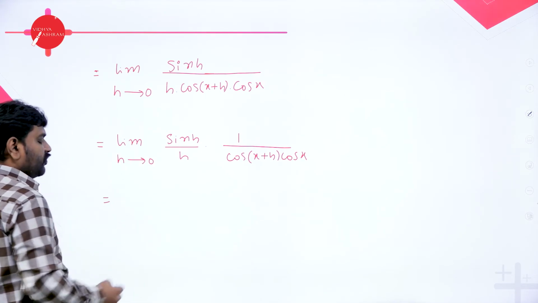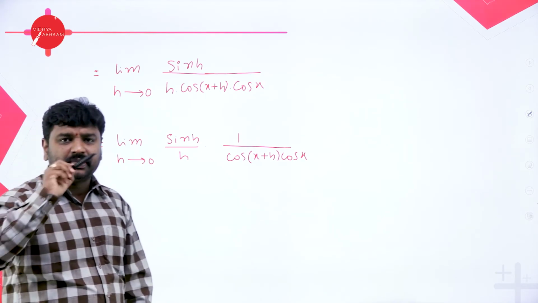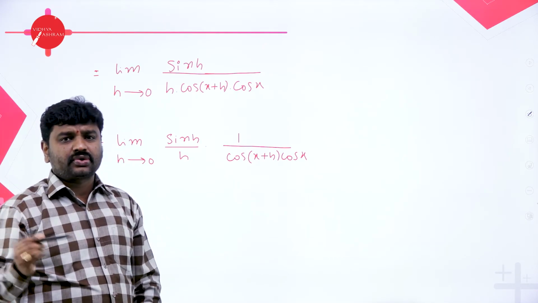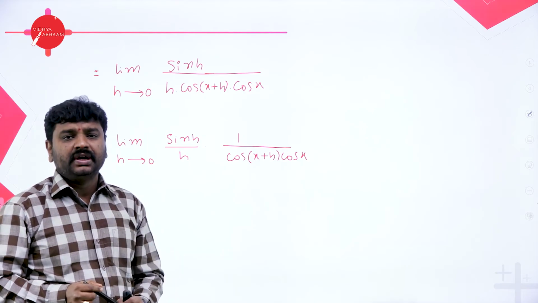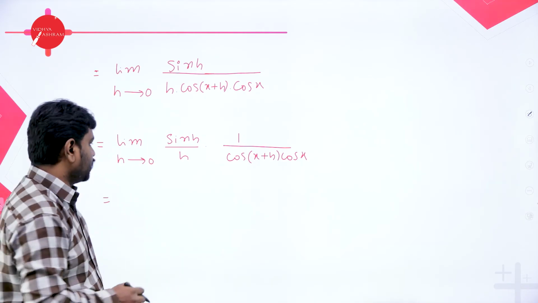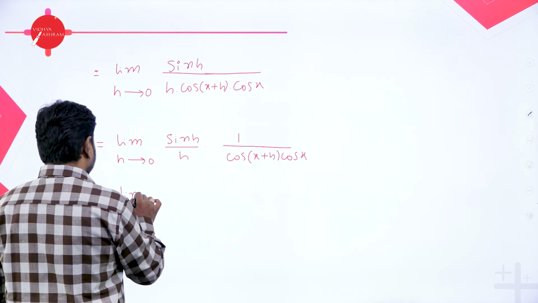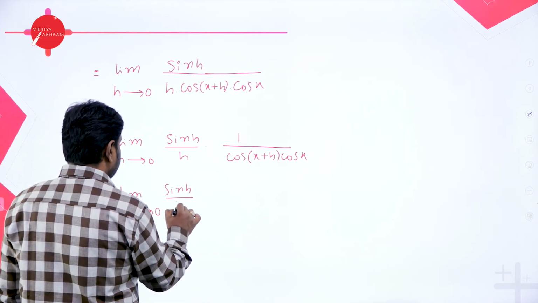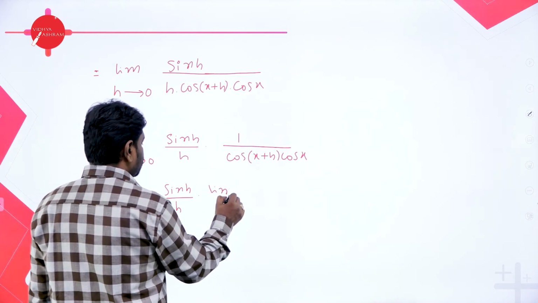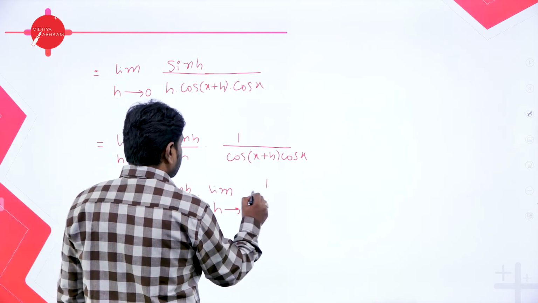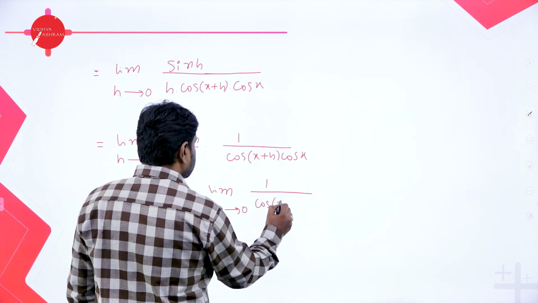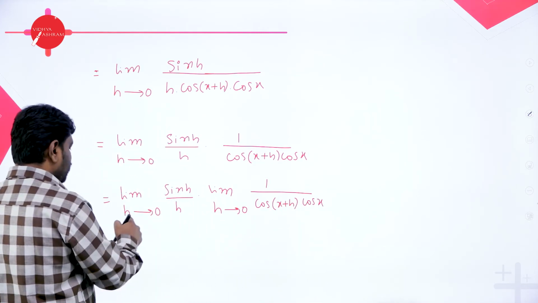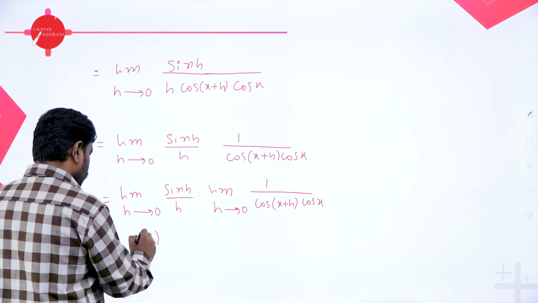You know very well, if you have a product of two functions, by algebra of limits, if you have limit x tends to a of f of x into g of x, you can apply the limit for f of x separately into the limit for g of x separately. So I will write limit h tends to 0 sin h by h into limit h tends to 0 1 by cos of x plus h into cos x. Now this is in the form of limit theta tends to 0 sin theta by theta, it is 1.